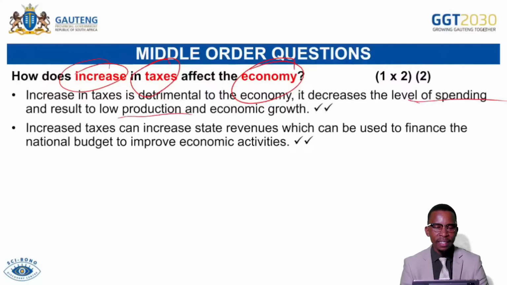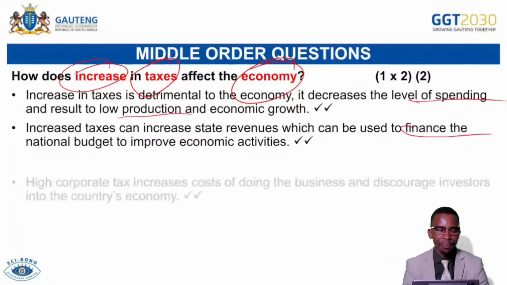And then increased taxes can increase the state revenues, which can be used to finance the national budget to improve economic activities. So if ever taxes are increasing, that can result in the government earning more tax revenue that can be used for government expenditure. Then that can also help in improving infrastructure, creating job opportunities, etc.